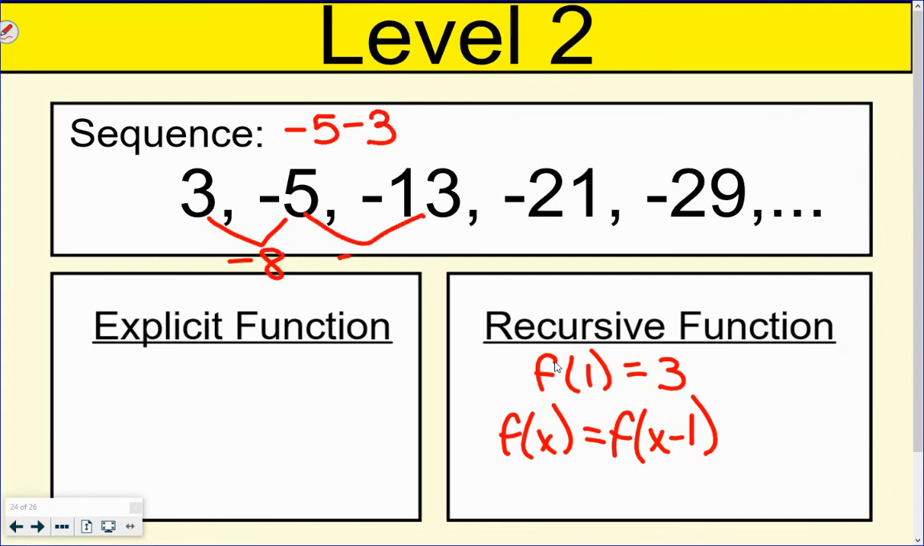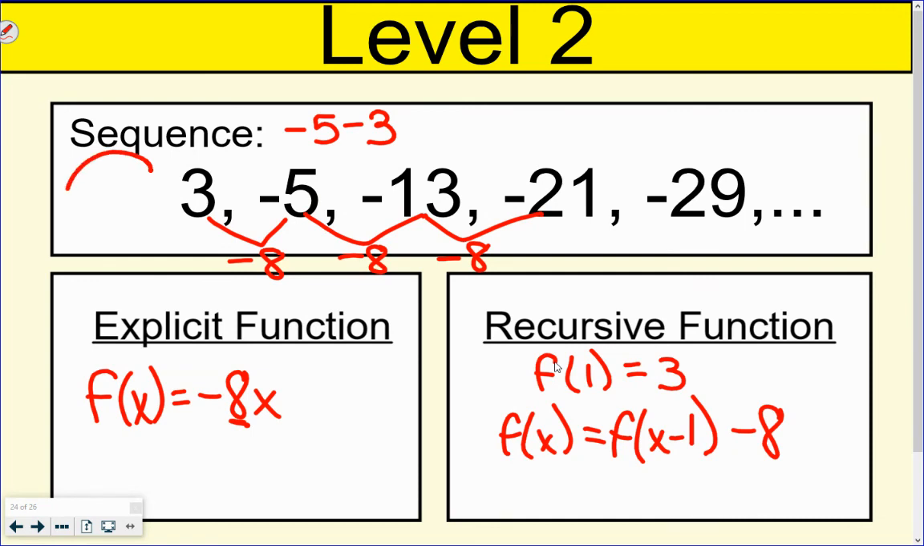Test it. Is -5 minus 8 -13? Is -13 minus 8 -21? Yeah, all of those work out. So I'm going to put my -8 here. Now let's come over to the explicit. F of x is equal to -8x because that is my constant ratio or constant difference. And then I just need my 0th term. Well, if I did -8 going that way, I'm going to do +8 going that way. So 3 plus 8 is 11. Since it's 11, I'm going to put +11.